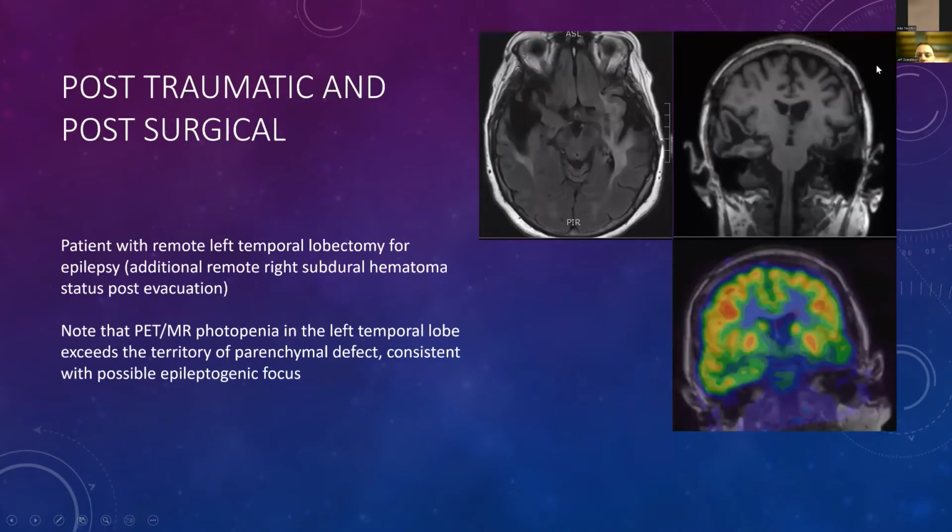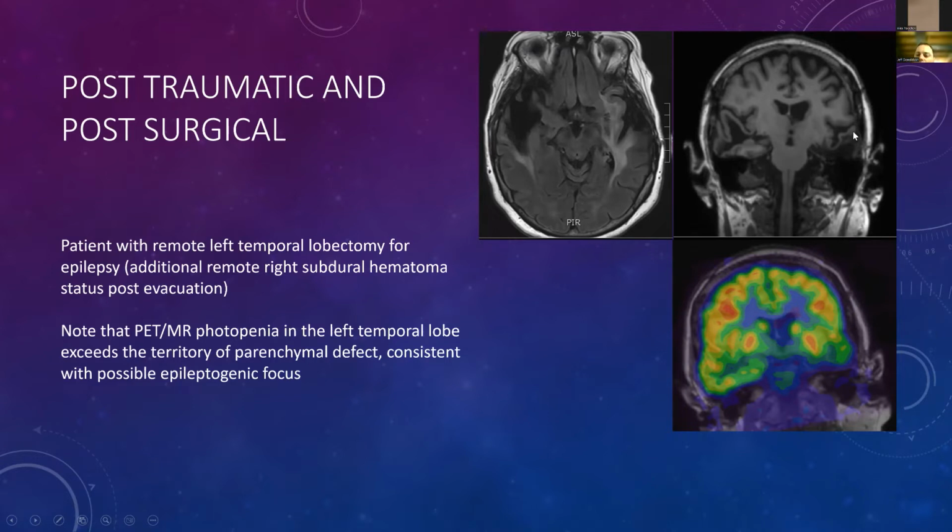You can have seizures which occur secondary to post-traumatic or post-surgical changes. Here's our example of a PET-MR used in evaluation. This is a patient with a left temporal lobectomy for epilepsy. You'll notice on the right there's a remote right subdural hematoma that was evacuated. You see this area of encephalomalacia in the left anterior temporal lobe.